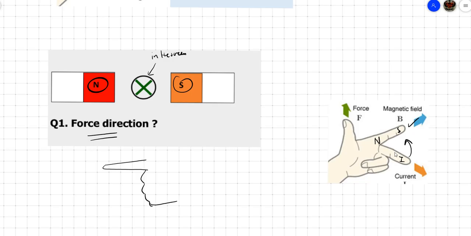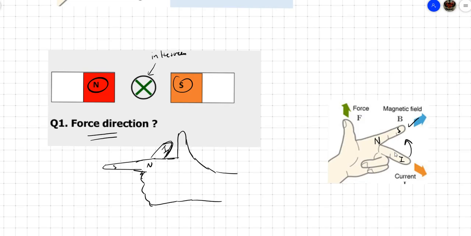Okay, have your finger pointing like this. Your index finger will be pointing inwards, like this, inwards. Sorry, this is the index finger. Wait, I'm messing around. So this is north. There we go. So north to south, your index finger will be pointing in, and then your thumb is pointing up.